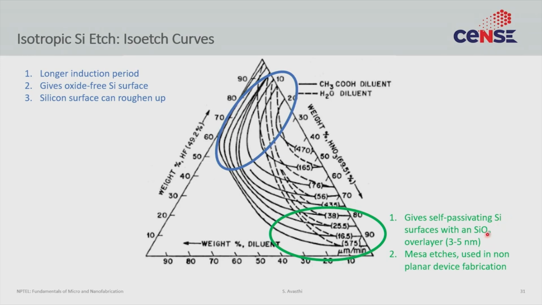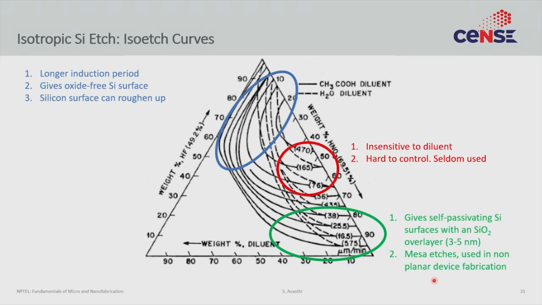Now, that can be an advantage or a disadvantage. It turns out because of this passivating silicon dioxide and very low concentration of HF, you do not tend to roughen up the surface. So here you roughen up the surface, here you do not tend to get roughened surfaces. Because you do not get roughening, you tend to get much smoother, planar etches, and that is useful if you want a polished finish.